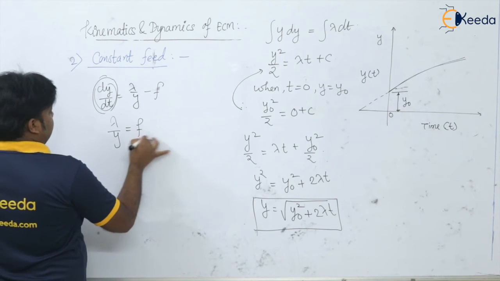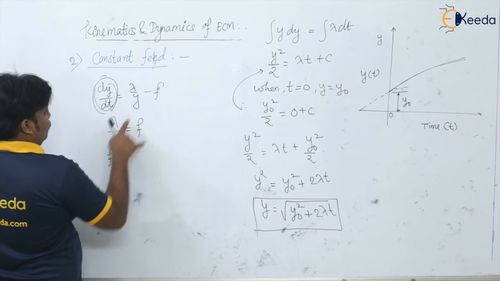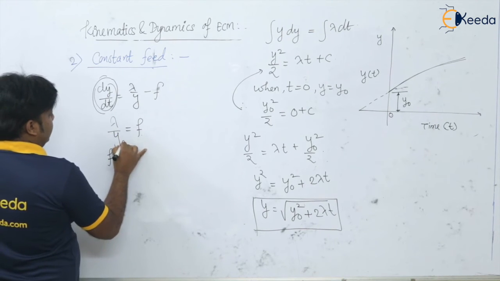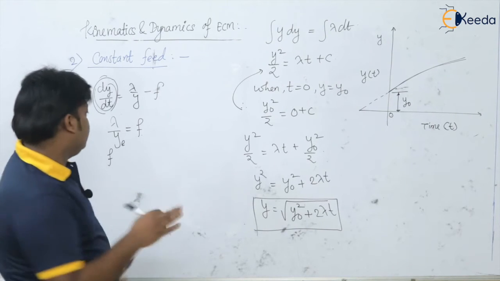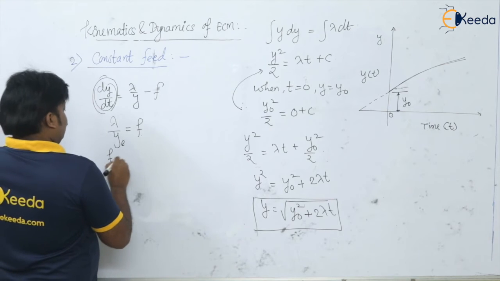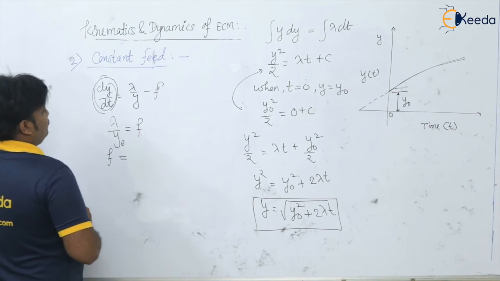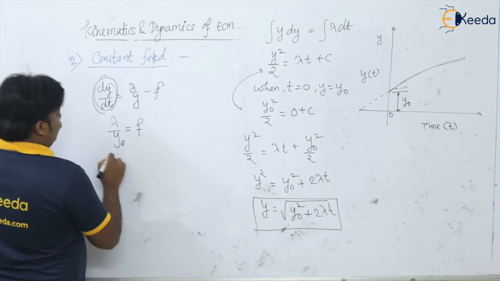So what is this f? See this feed, and y is now going to be replaced by ye, because the gap is always constant, so the two are in equilibrium, so y becomes ye. This is the equilibrium gap. So this f is equal to what? This, or I can write this ye.